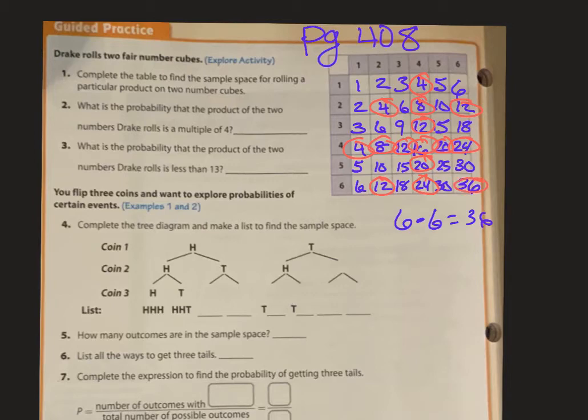And that's it. So how many numbers did we circle? So count them up. 1, 2, 3, 4, 5, and that's 6. So it's 11, 12, 13, 14, 15. So 15 out of 36 numbers are multiples of 4. And, well, we could simplify it. We could divide by 3 if we wanted to, and get 5 out of 12.